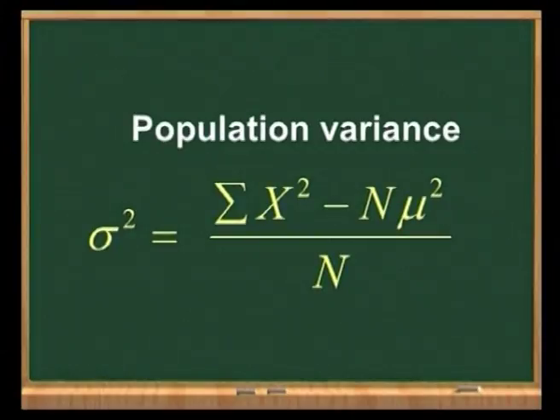The computation formulas are: population variance sigma squared is equal to sigma x squared minus capital N mu squared, divided by capital N. Population standard deviation sigma is equal to the square root of sigma x squared minus capital N mu squared, divided by capital N.